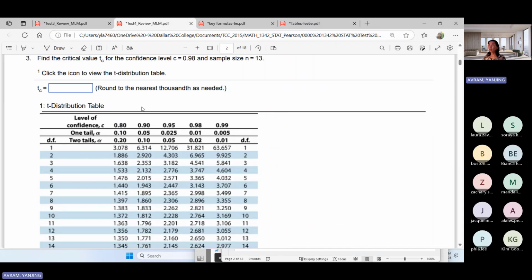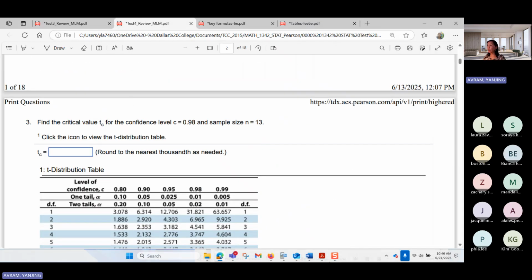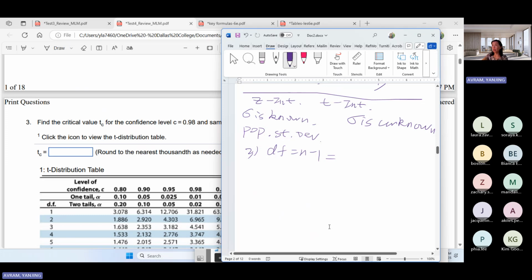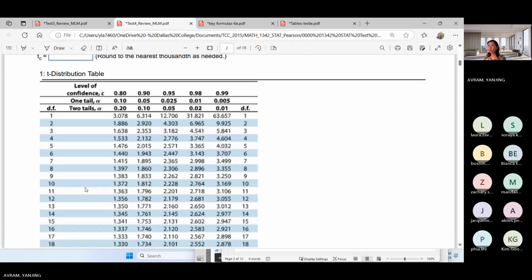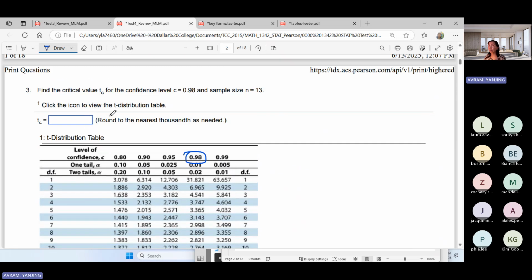All right, so we have n here is 13. So 13 minus 1 is 12. So we have DF is 12. Then the c here is 0.98. So we look at 12 right here, and c is 0.98, so right here. This one will be 2.681, okay, 2.681, you just copy it here. That's how you read the table.